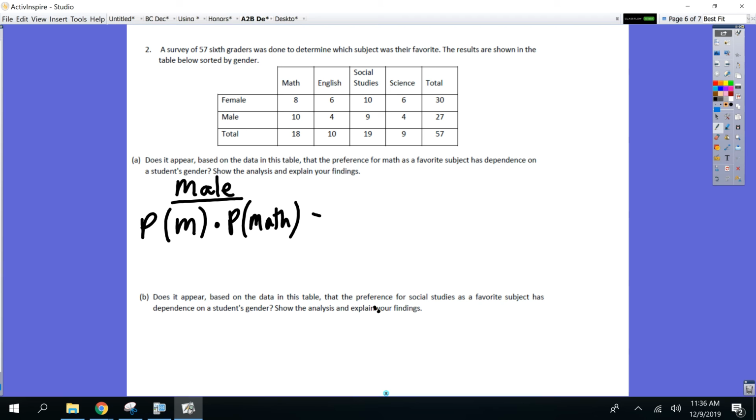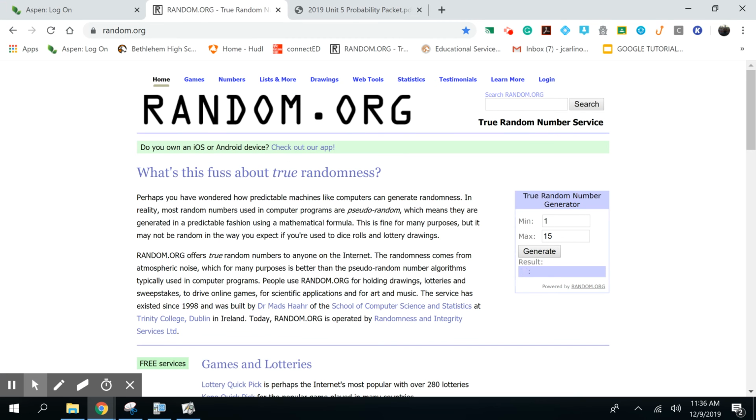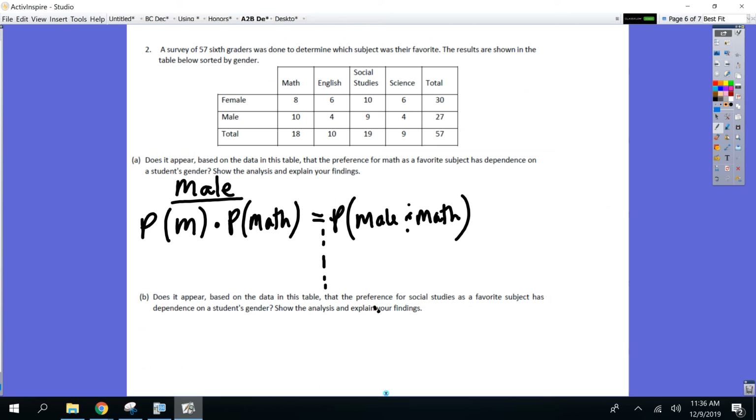And we're going to see if that's equal to what? If they are independent, it should be equal to the probability of male and math. If they're not equal, then yes, they depend on each other. Using the table, what's the probability you're a male? Now we're doing probability. 27 out of 57, there we go. Everyone all right where that came from? 27 out of 57, you're a male. All right, what about you like math?